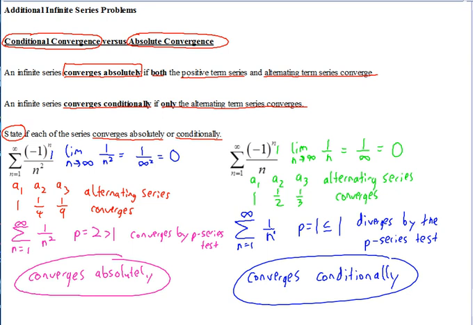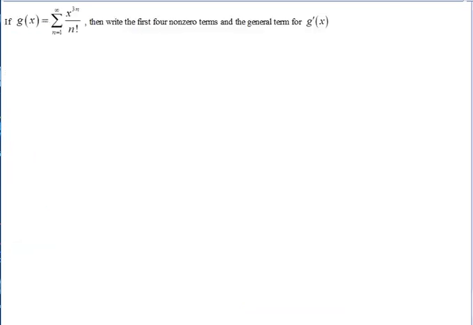All right, let's take a look at some other problems now. So this one says, okay, we've got g of x equals this series from n equals 1 to infinity of x to the 3n divided by n factorial. And we want to write the first 4 non-zero terms and the general term for g prime of x.